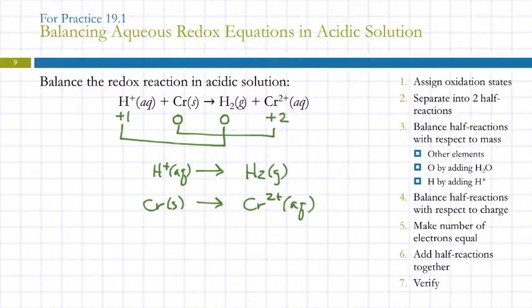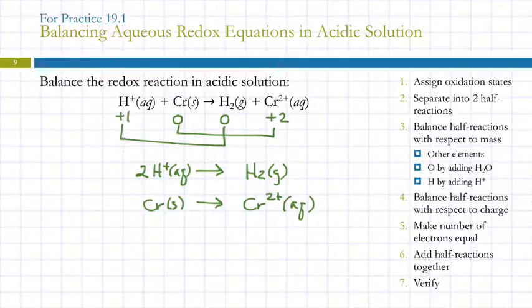I have to balance with respect to mass. Is the first one balanced? No. On the right I have 2 hydrogens, and on the left I only have 1. So I need to put a 2 over here. 2 hydrogen ions are going to make an H2 molecule somehow. The second one, Cr and Cr2+, that one's already balanced. So I've got balance with respect to mass.